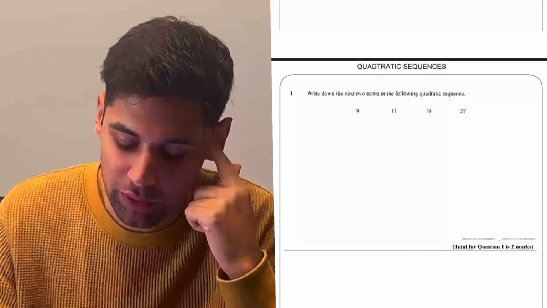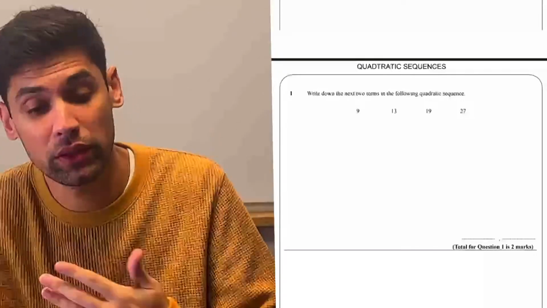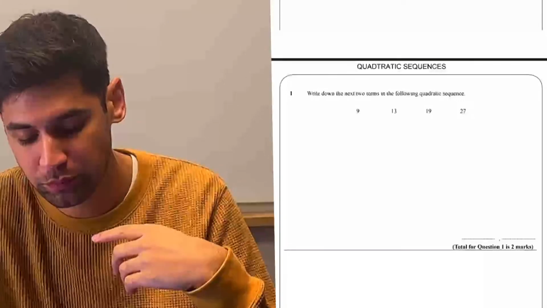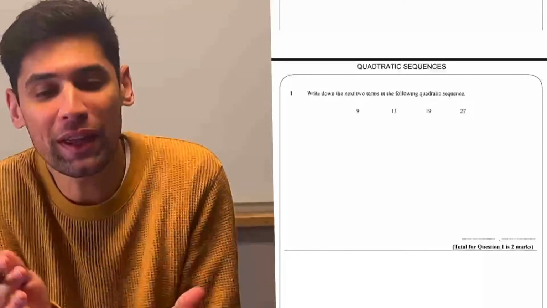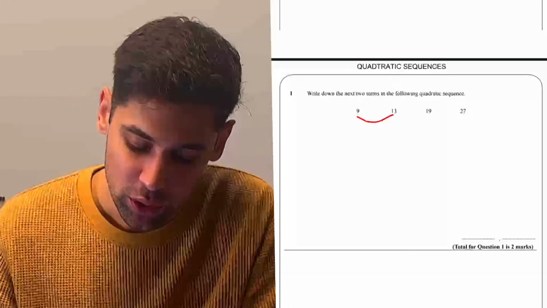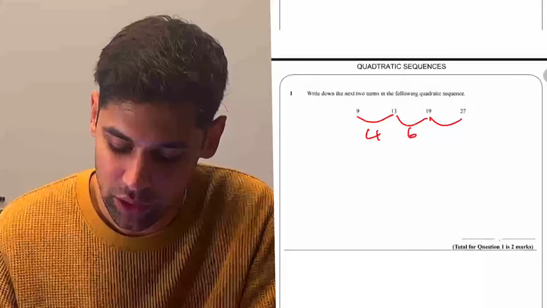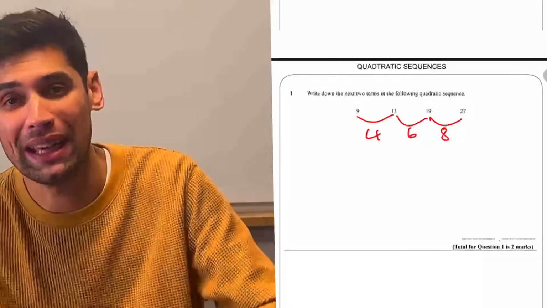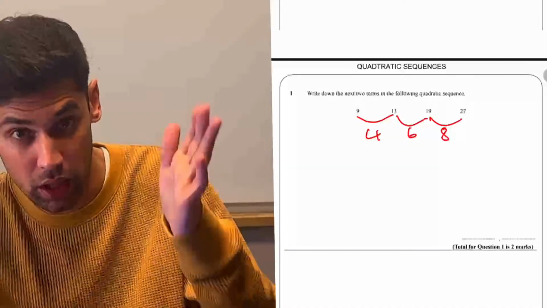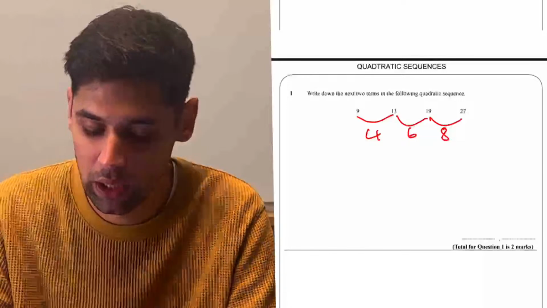So, write the next 2 terms in the following quadratic sequence. Obviously they're not asking us to find the nth term of a quadratic sequence yet. We're building up to it. Building the tension, the anticipation. So as always, we find the difference between these terms. This goes up by 4, this goes up by 6, this goes up by 8. This is how we know it's not a linear sequence, because the differences are increasing. So this is how we can sense it's a quadratic one.